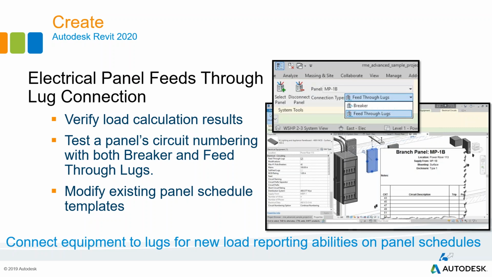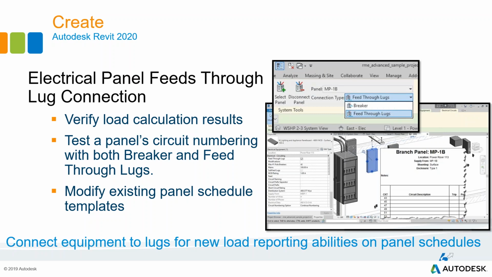So this is a really good one, back to the electrical side. Prior to this release, electrical designers using Revit employed several workarounds to create and document feed-through lug panel connections and multi-section panels. So with this improvement, instead of always employing breaker slot connection, panels can now be connected through feed-through lugs.